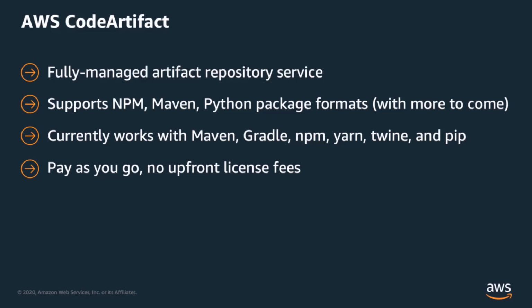It supports the Node package manager. It's called NPM, Maven for Java, Python packages in pip format. We've received a lot of requests to support NuGet, Ruby, CocoaPods, some other fairly common ones, and we are working on these. But these are the 3 main ones that we support today. It works with Maven, Gradle, NPM, Yarn, Twine, and pip. Twine and pip are both used for Python. One's used for pulling, and the other one's for publishing packages.